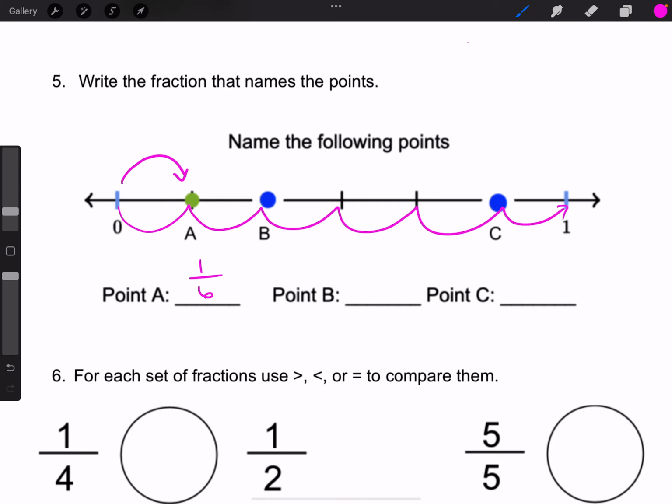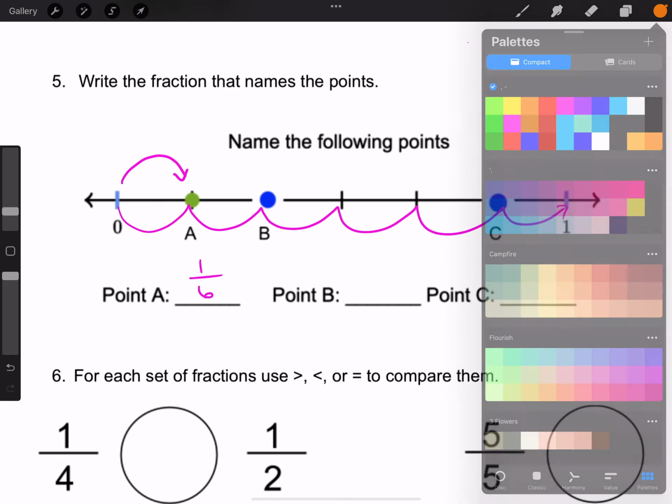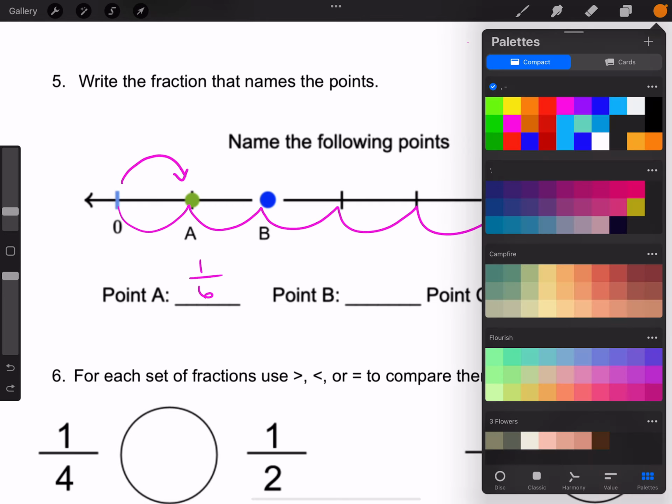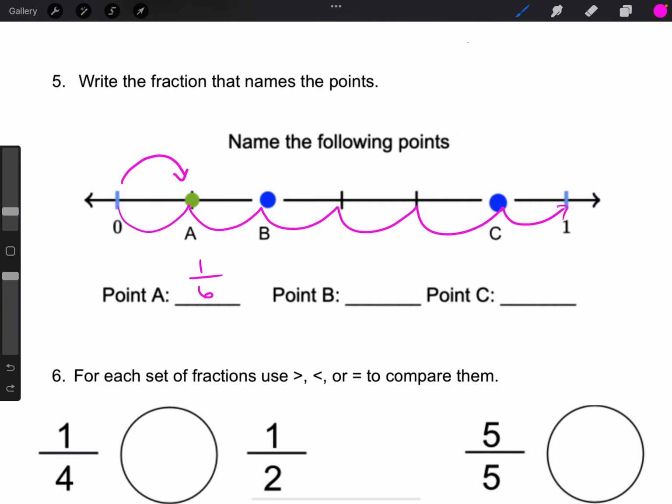The other thing that happens sometimes with students is they will count this as 1. They'll start their counting here, and they'll go 1, 2, 3, 4, 5, 6, 7. So if you see 1/7, that's how they got that one. Okay, but the first one is 1/6. If I know that, I just jump one more, so that's 2/6 is point B. And then from the end, I know that 1 is 6 out of 6. So if I go 1 back, it's only going to be 5 out of 6.